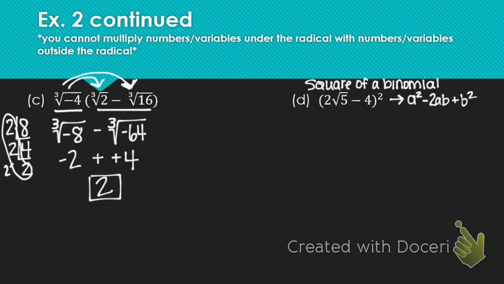All right? What is the a of our problem? Give me the whole term. 2 times the square root of 5, and we're going to square it. Minus 2 times a. Again, what's our a? 2 times the square root of 5 times b.